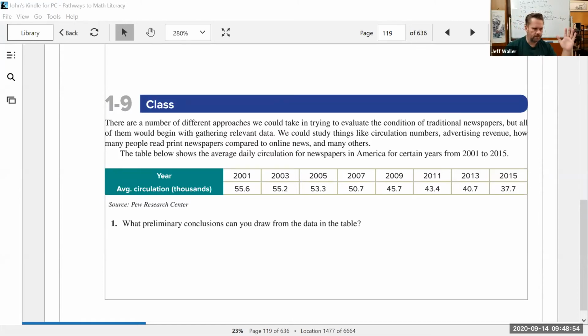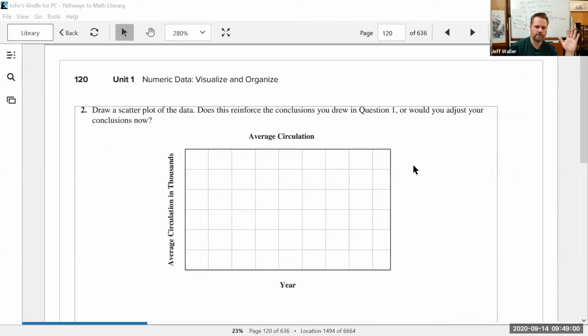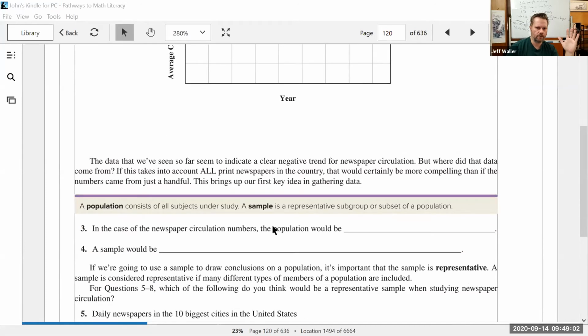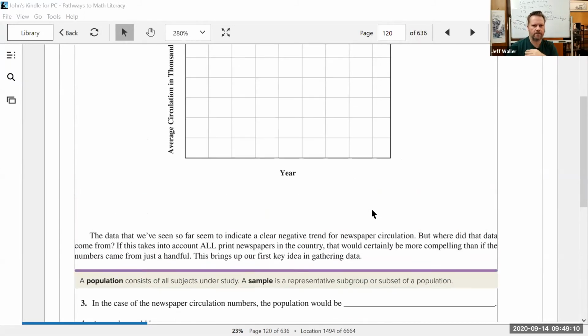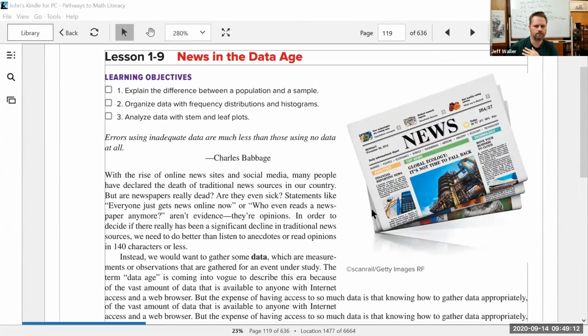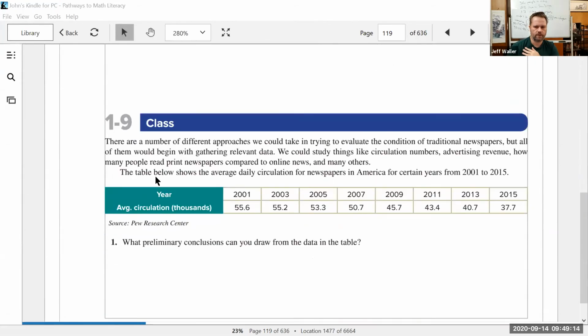So let's focus. Coming back to this problem, the table below shows the average daily circulation for newspapers in America. Can somebody tell me what the population is for that problem? What's the group? What's the entire group? What's the population for this problem?